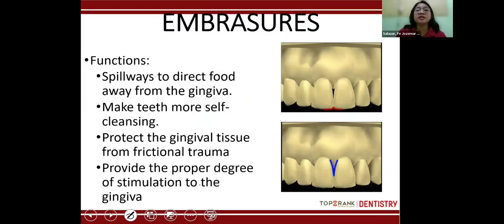So functions of embrasures, again, they are spillways to direct food away from the gingiva. So they make your teeth more self-cleansing kasi they direct food away from the gingiva. Okay? And through that, yung teeth natin hindi rin nagkakaroon ng mga tinga-tinga, okay, or mga food particles. So they protect the gingival tissue from frictional trauma because they direct food away from the gingiva. And whenever they direct food away from the gingiva, nag-i-slide yung food sa gingiva, providing a massaging effect or a stimulating effect to your gingiva.